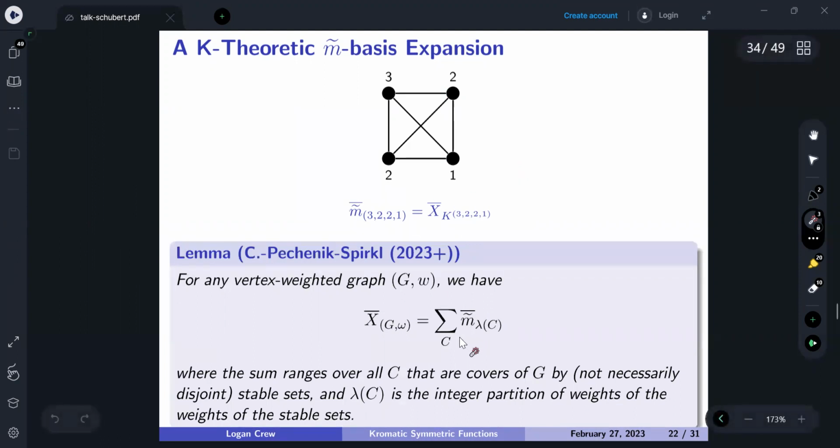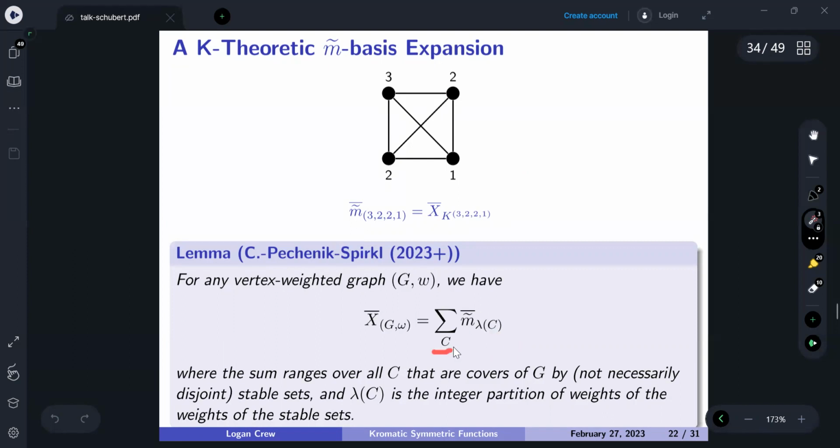Namely, we get one M tilde bar lambda of C for every C that is a cover of G by stable sets, and lambda is the integer partition of the weights. So previously, if we had done vertex-weighted graphs and looked at their M basis, this would have been a sum over all partitions of the graph into stable sets, and lambda would be lambda of pi.